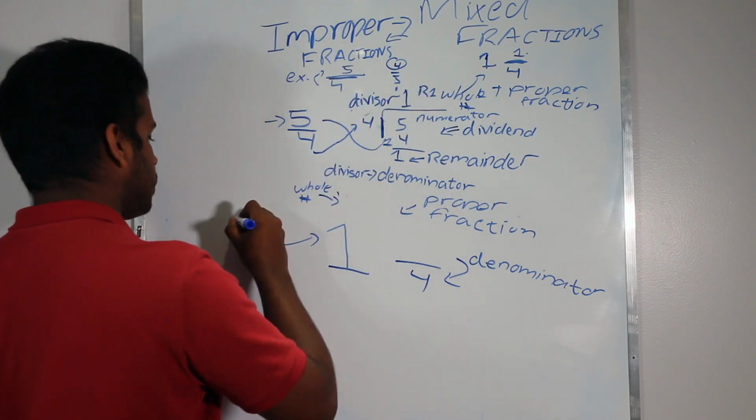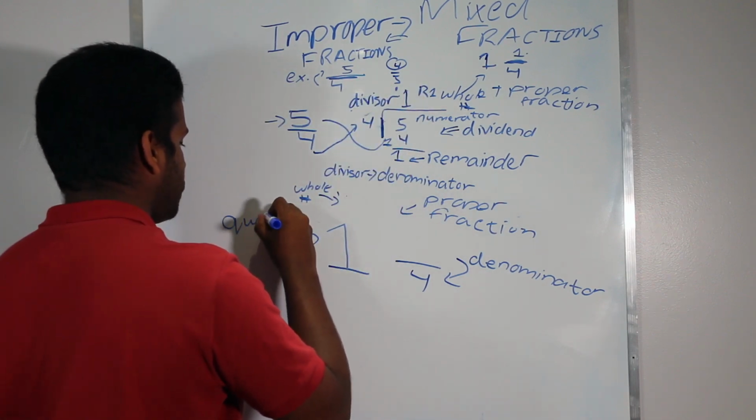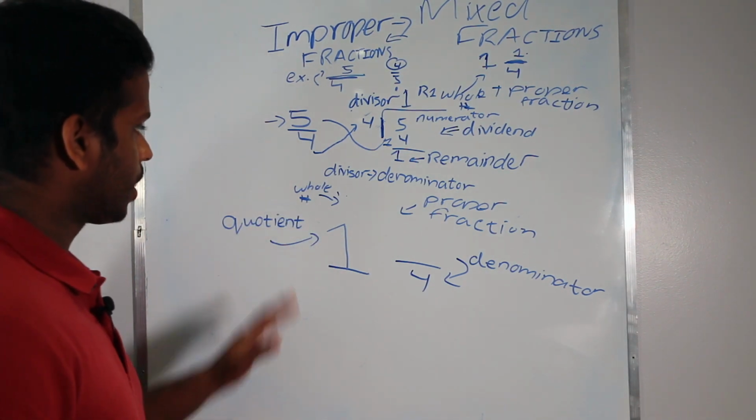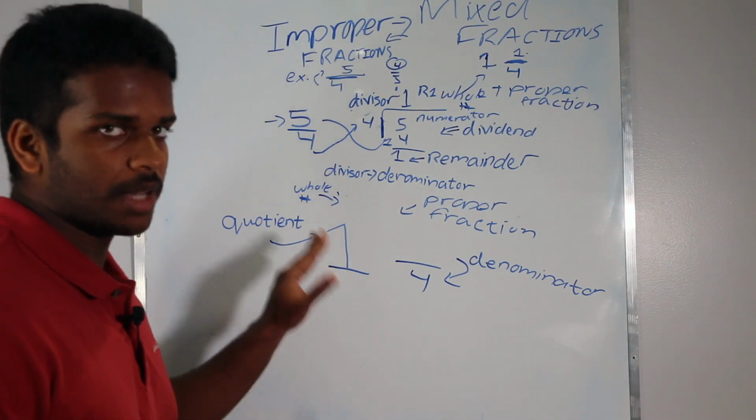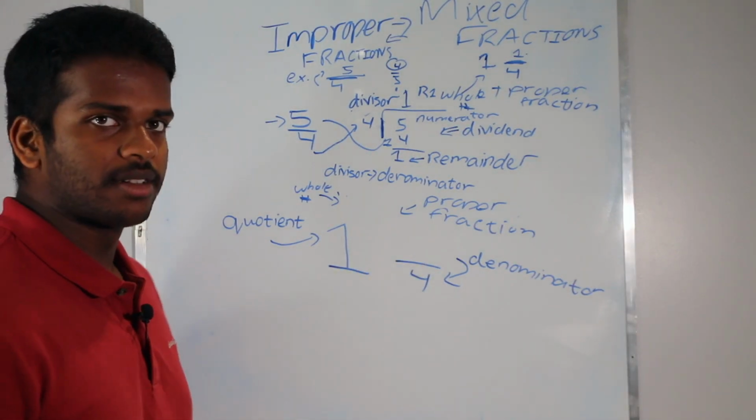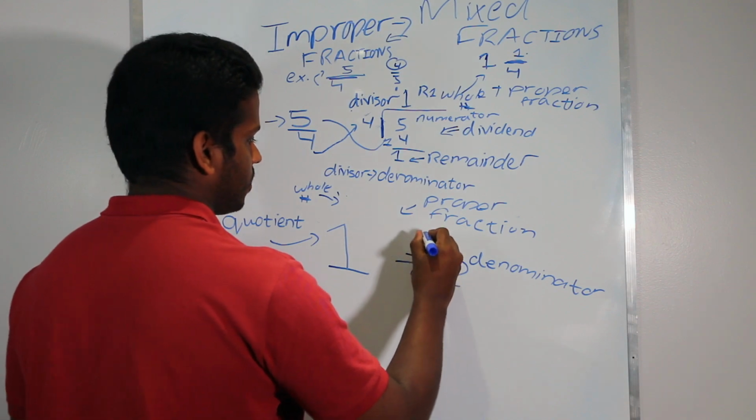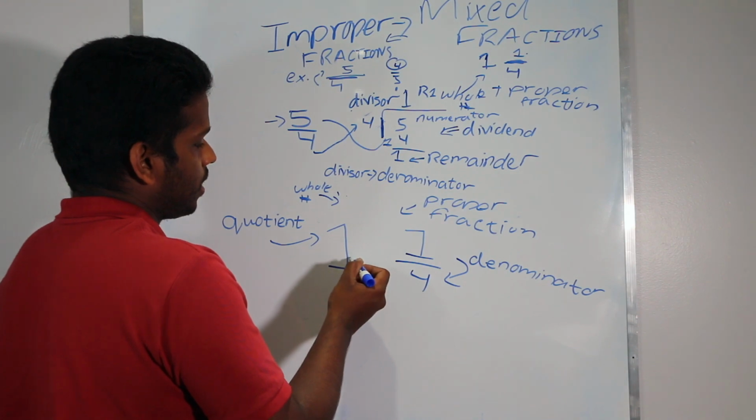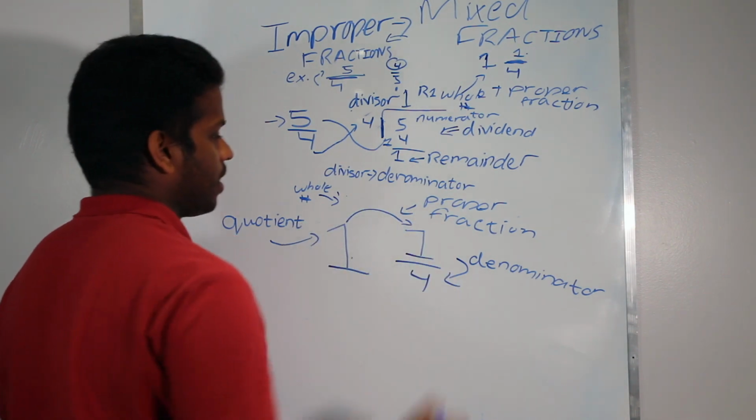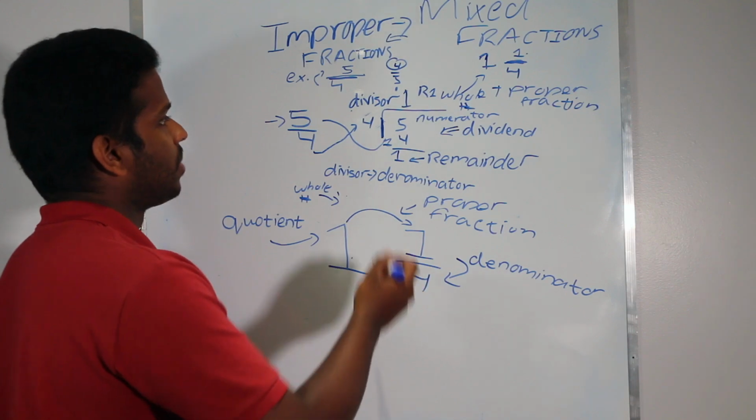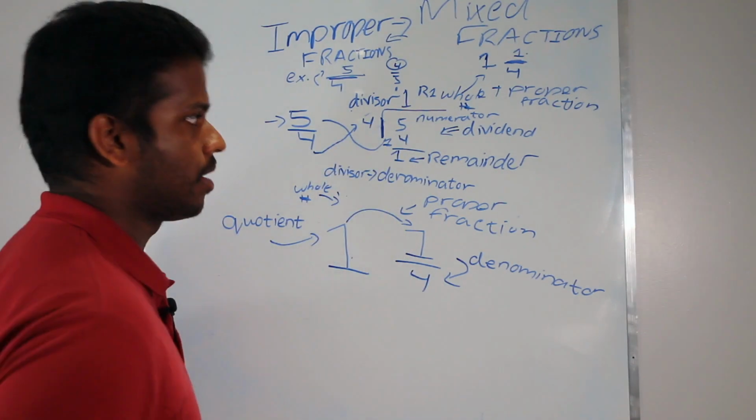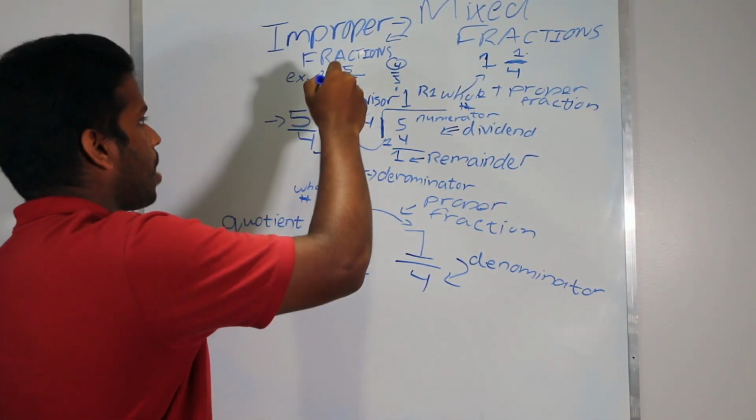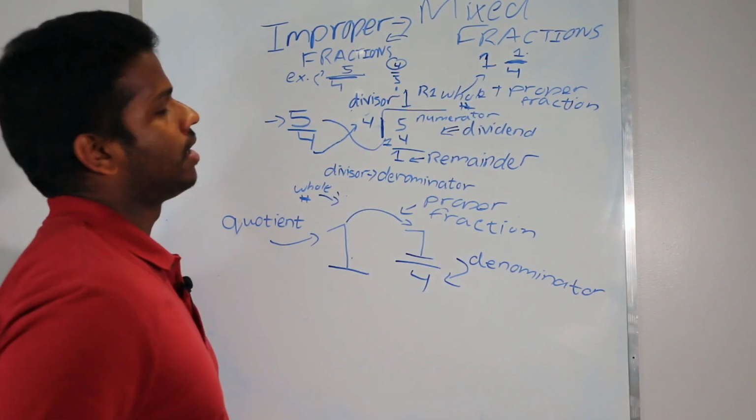So the whole number for the quotient from that division problem will end up being the whole number for our mixed fraction. Okay, so what goes here? Whatever is remaining. So 5 over 4, 4 goes into 5 once, and then we have a remainder of 1. That's how it works. So that's why we had to use long division to convert this improper fraction of 5 over 4 to 1 1/4.